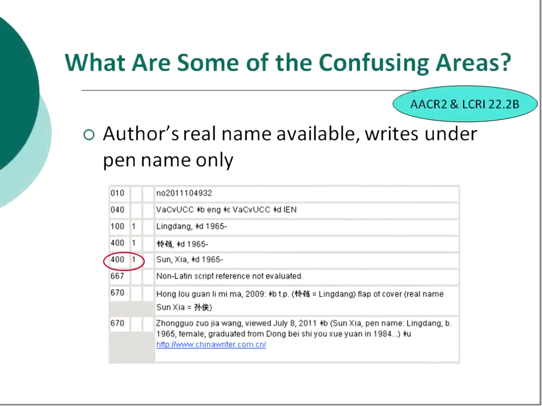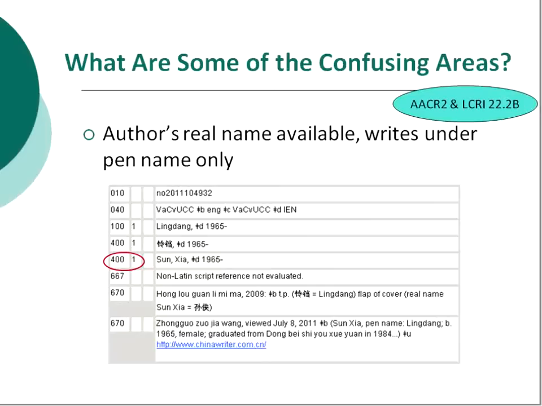What are some of the confusing areas? Now, one of the confusing areas that I see catalogers often run into is what's showing here. Okay. Now check out the record in the screenshot here. You notice the author's real name is made available, or we know the author's real name, but the author writes only under its pen name.